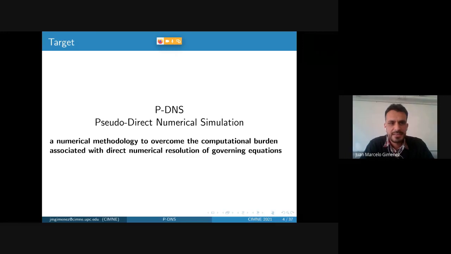Our idea with pseudo-DNS numerical simulation, P-DNS, is to obtain a numerical methodology to overcome the computational burden associated with direct numerical resolution of governing equations. We want to solve any scale, but with a smart approach.